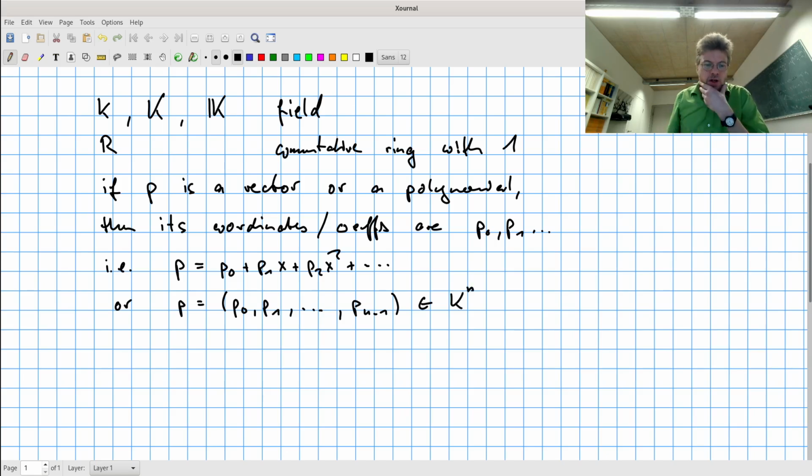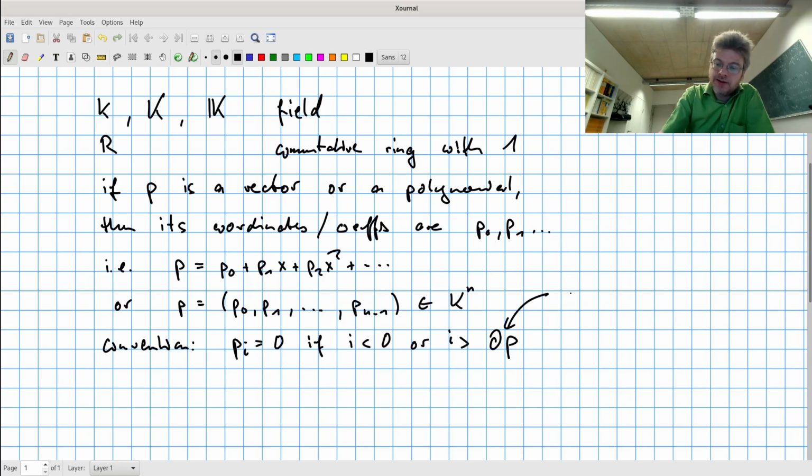It will be convenient to assume that a polynomial or a vector also has coefficients or coordinates outside its range. I will just make it 0. So convention: Pi is equal to 0 if i is less than 0 or i is greater than the degree of P, which I will write like this, degree of P if it's a polynomial, or greater than n if it's a vector. The degree of 0 is minus infinity, in case this is perhaps in doubt.